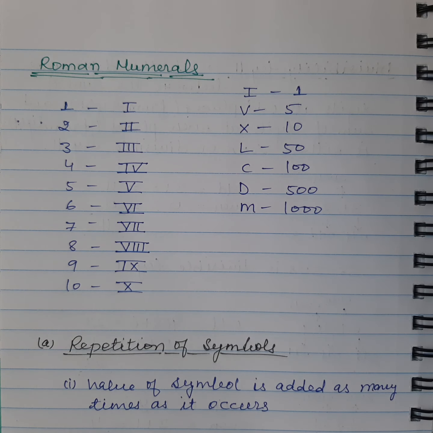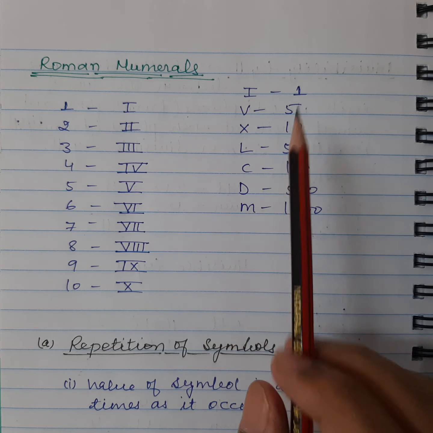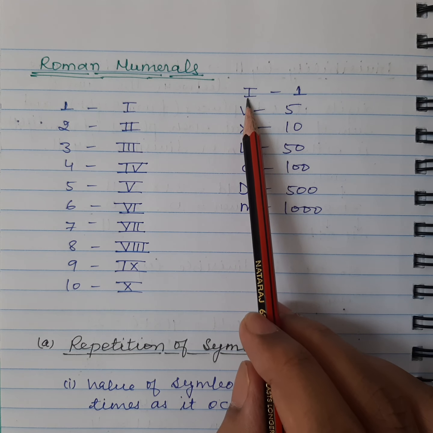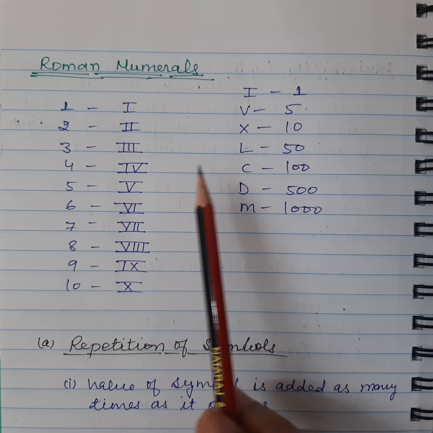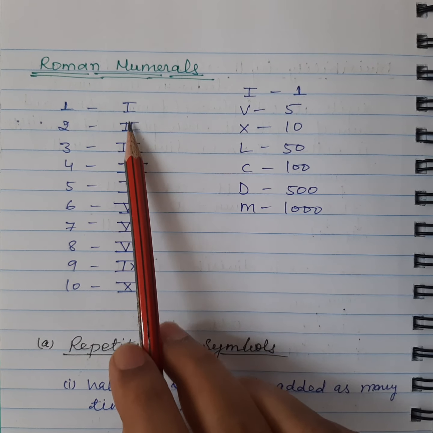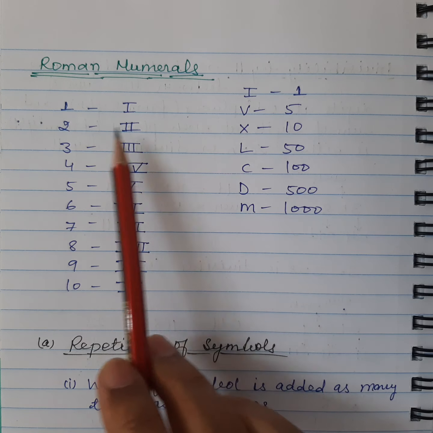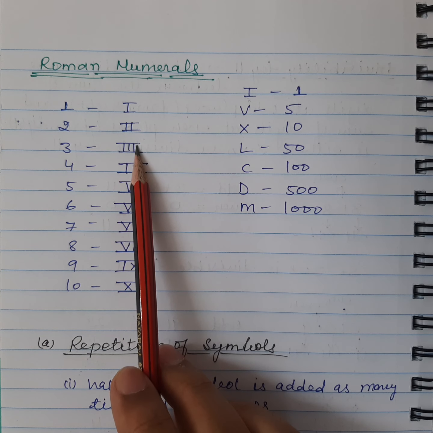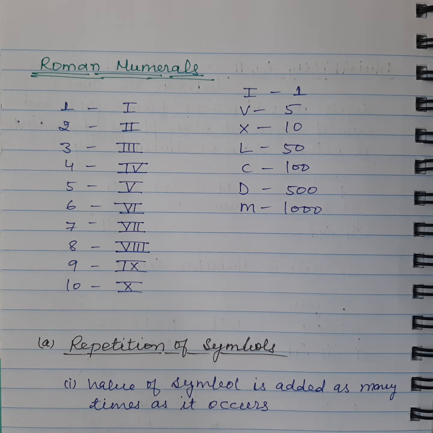So first of all, repetition of symbols. We can repeat symbols and we can write bigger numbers. For example, if we know I is equal to 1, and we have to write 2, we'll have to repeat I. So if we write I and I, this becomes 2. If we write III, it becomes 3. So we can repeat symbols and it will increase the numbers. Let's see what is the rule of repetitions and how many times we can repeat it.